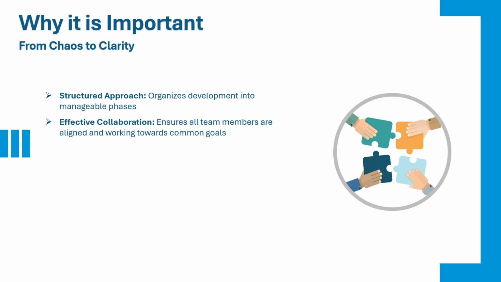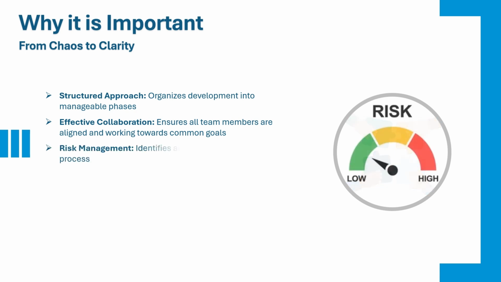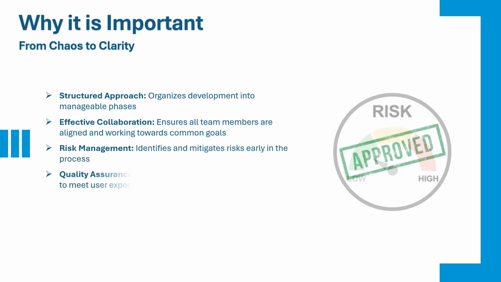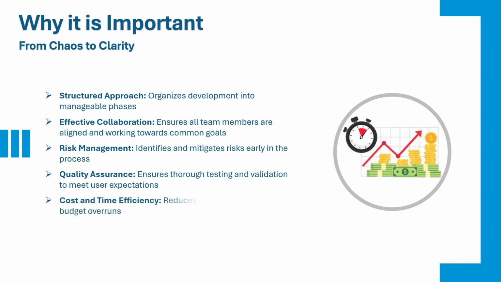One of the key advantages of the SDLC is its ability to break down the development process into manageable phases, making it easier to handle complexity. Along the way, it also provides a framework for identifying and mitigating risks before they become major issues. And then there's quality assurance. SDLC ensures that testing and validation are built into the process so the final product meets user expectations. Plus, by keeping projects on track with clear timelines and milestones, the SDLC helps to reduce delays and avoid budget overruns. In short, SDLC is your roadmap to a successful software project.